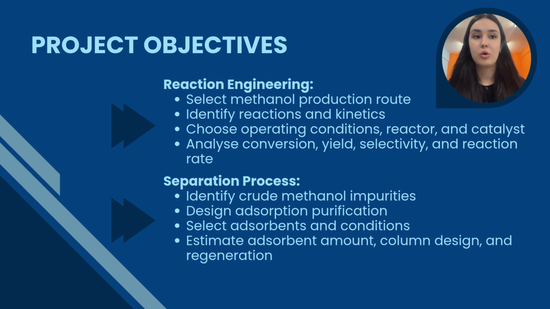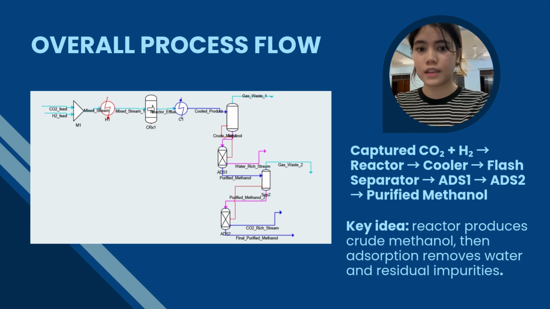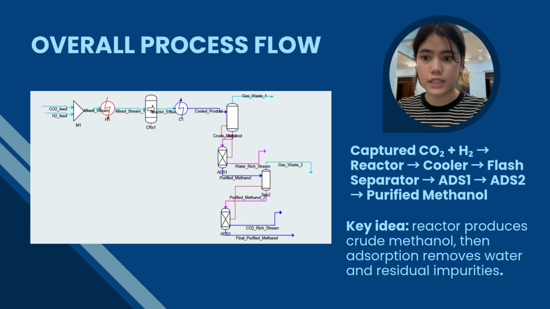For reaction engineering, our objectives are to select and justify the sustainable methanol production route, identify the main side reaction, determine appropriate kinetics and operating condition, and evaluate reactor performance in terms of conversion, yield, and selectivity. For the separation process, our main objective is to purify the crude methanol using absorption. This includes identifying impurities, selecting sustainable adsorbents, determining the absorption requirements, designing absorption columns, and proposing an appropriate regeneration method.